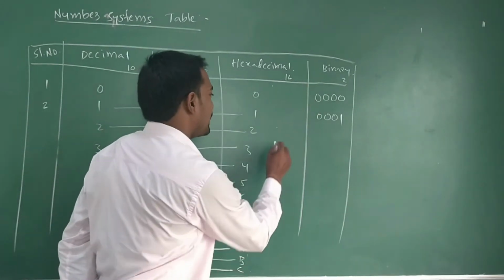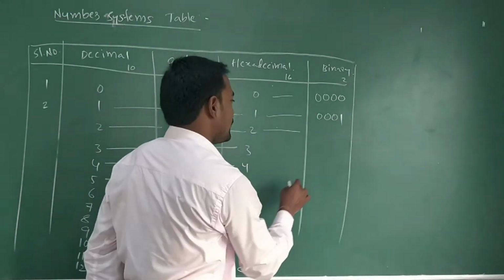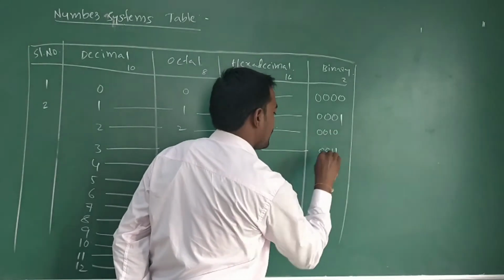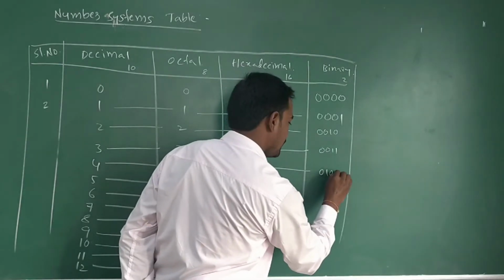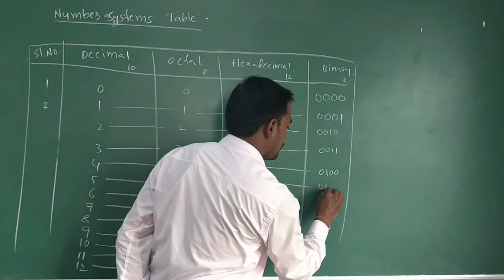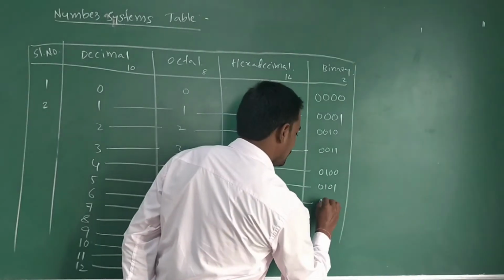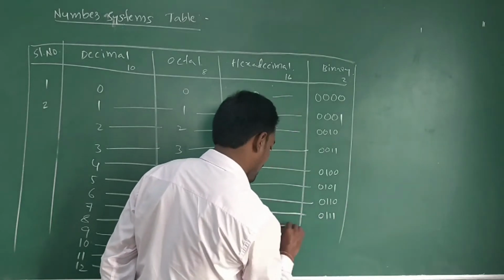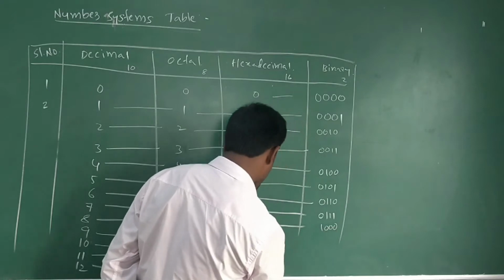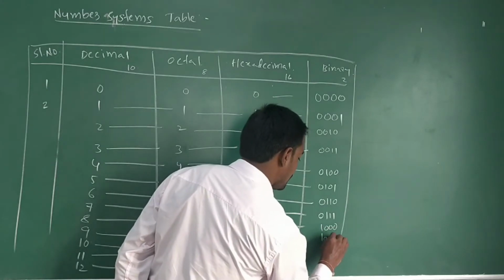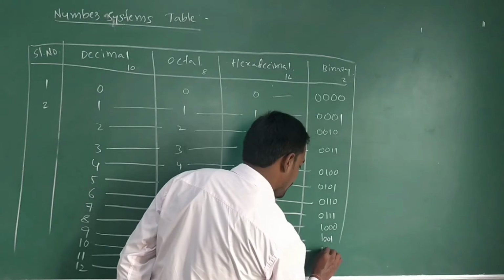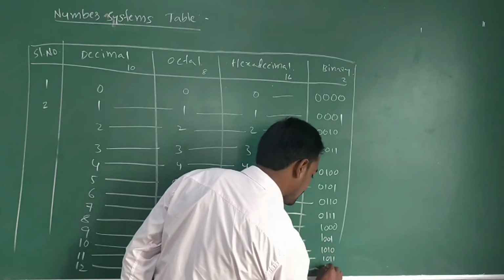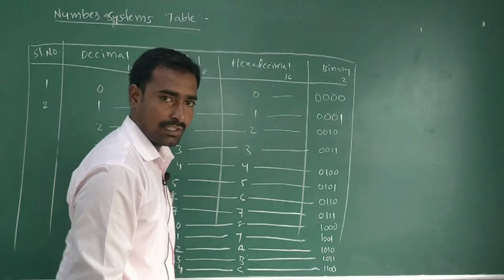Coming to the binary representation, 2 is indicated with 0 0 1 0, and 3 with 0 0 1 1, 4 is equal to 0 1 0 0, 5 is equal to 0 1 0 1, 6 is equal to 0 1 1 0, 7 is equal to 0 1 1 1, and 8 is equal to 1 0 0 0, and 9 is equal to 1 0 0 1, and A is equal to 1 0 1 0, B is equal to 1 0 1 1, and C is equal to 1 1 0 0.